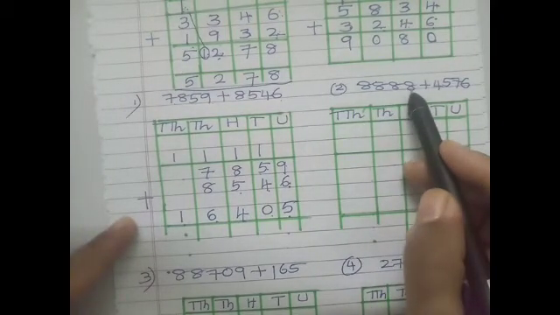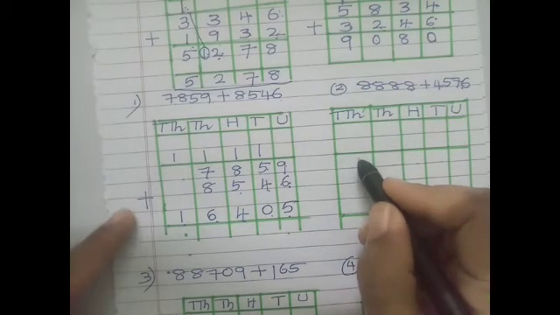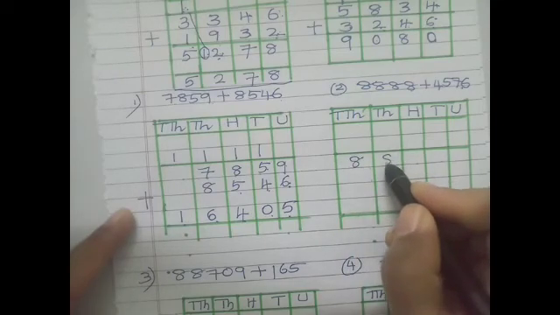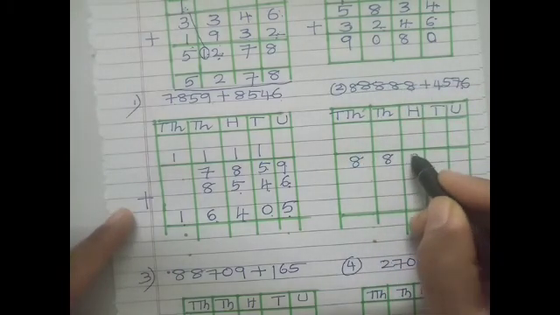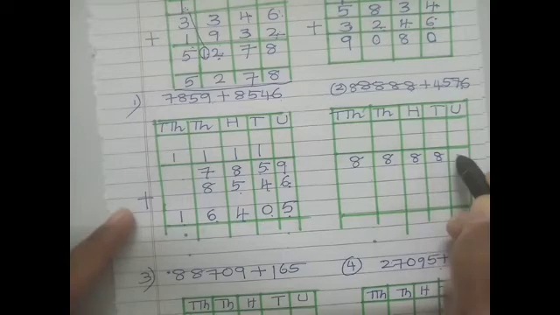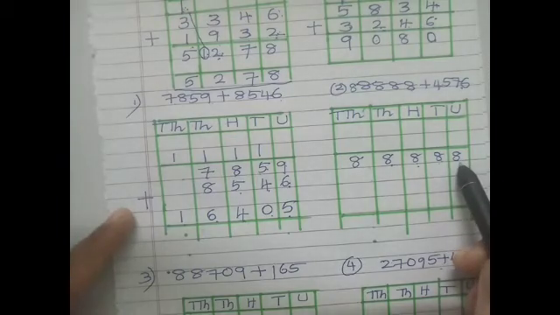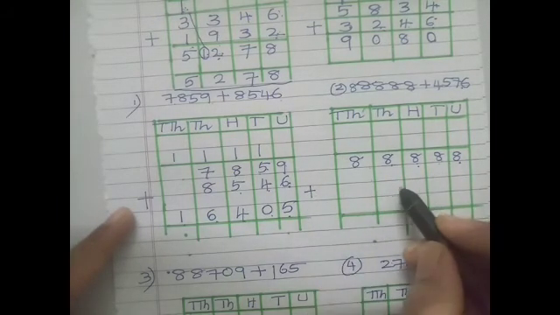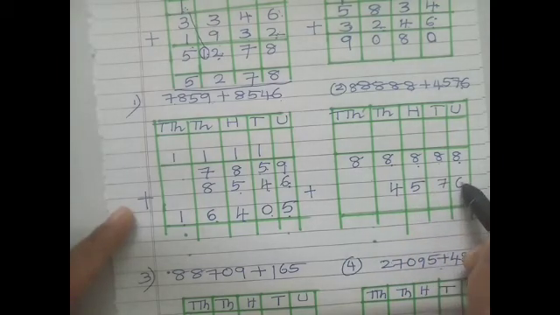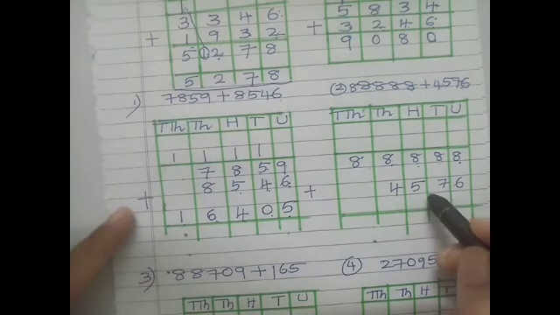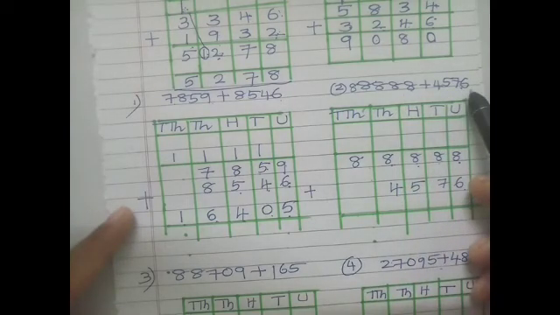Similarly, we can solve this sum. It is a 5-digit number and it is a 4-digit number. So, 5-digit means it will come in the 10,000s place. 88,888 plus 4,576, a 5-digit number plus a 4-digit number.